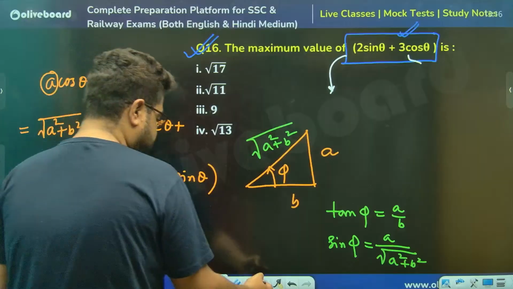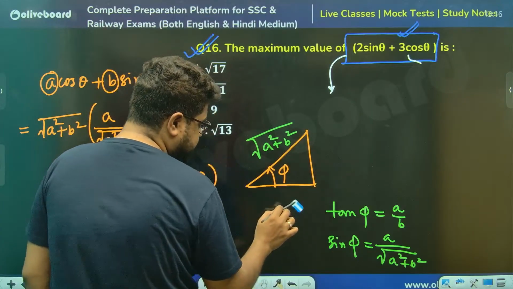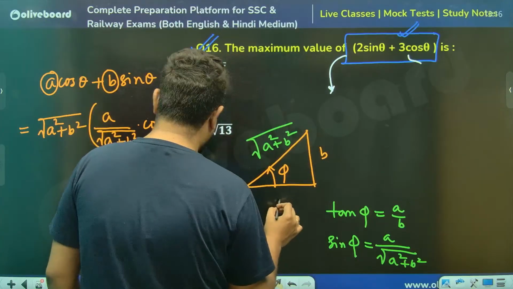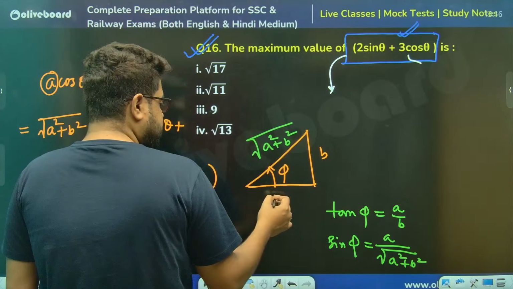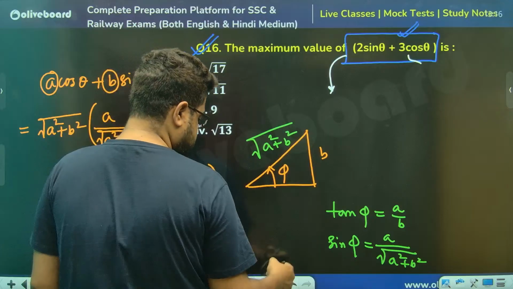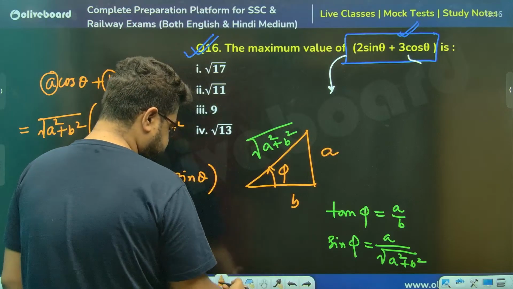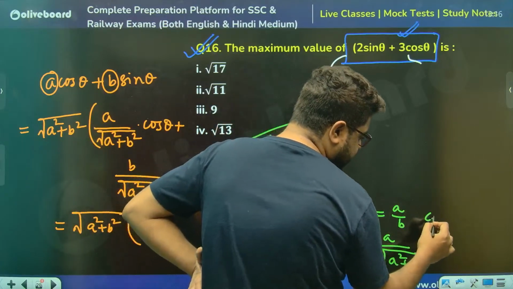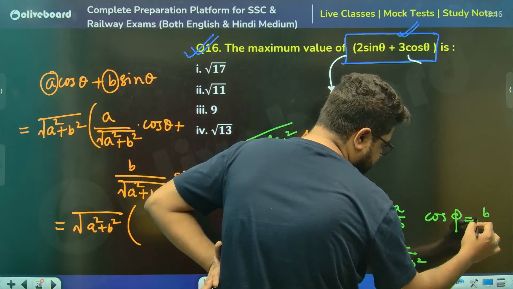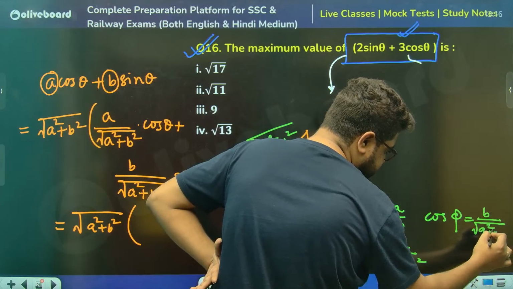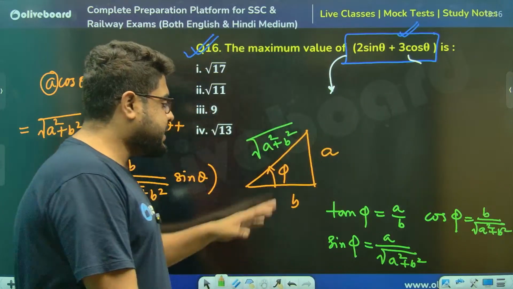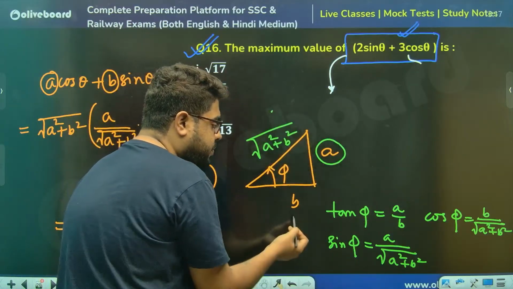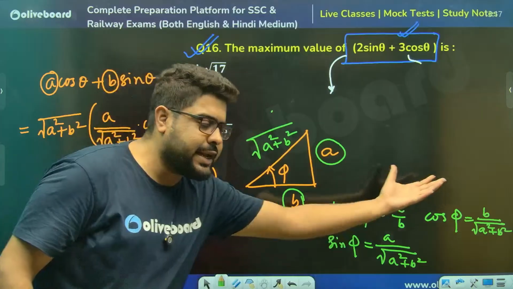You will understand it better because most people know the sine formula better than the cos formula. So cos phi will be what? It will be B by root over of A square plus B square. Please understand, sin phi means height by hypotenuse, and cos means base by hypotenuse. That is exactly what I've written.